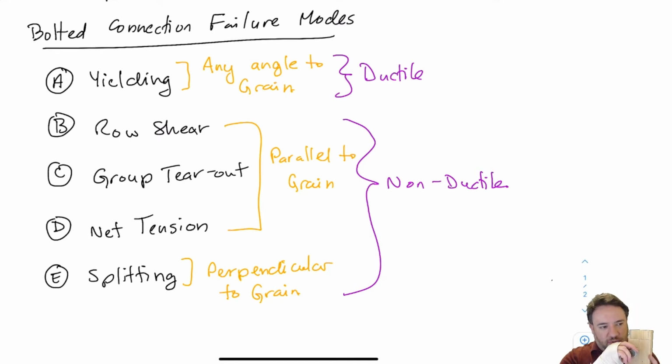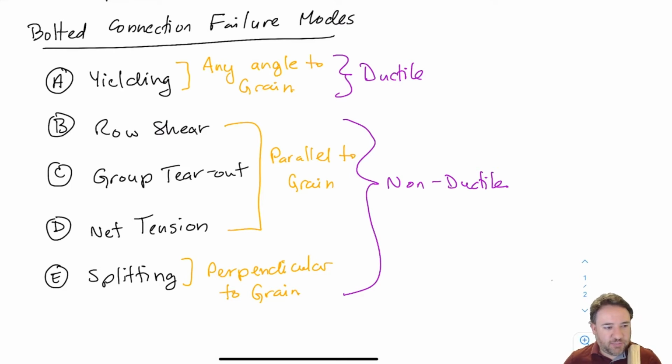And so that one is any angle to grain, and it happens also to be the only ductile failure mode. That means a failure mode where once we reach the limit in strength, we don't immediately have complete failure of the connection. So we have yielding, which means that the bolt will continue to bend, the embedment of the wood will continue to fail up to pretty large displacements. So we have some warning before we have failure of the connection, basically, because it takes some time to fail.